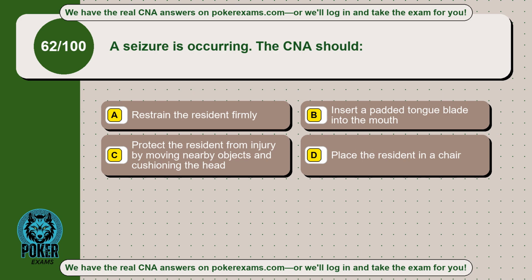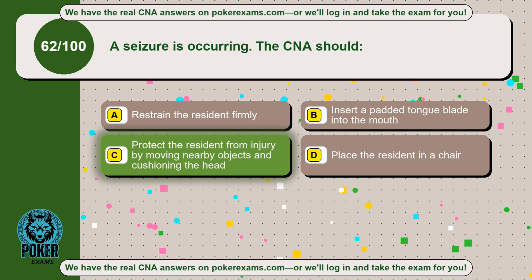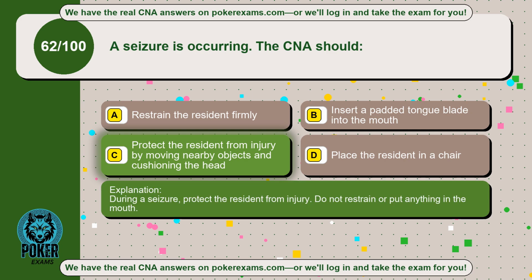Question 62. A seizure is occurring. The CNA should: Option A. Restrain the resident firmly. Option B. Insert a padded tongue blade into the mouth. Option C. Protect the resident from injury by moving nearby objects and cushioning the head. Option D. Place the resident in a chair. The correct answer is option C. Protect the resident from injury by moving nearby objects and cushioning the head. During a seizure, protect the resident from injury. Do not restrain or put anything in the mouth.